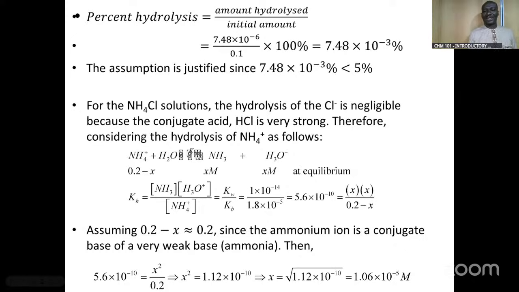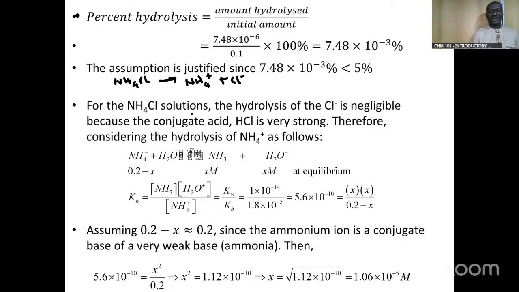Now we know that ammonium chloride, all ammonium salts, because some students may be wondering, how do we get this? So don't let us jump. Let's just write. We know that ammonium chloride ionizes completely to give ammonium ion plus chloride ion. All right.